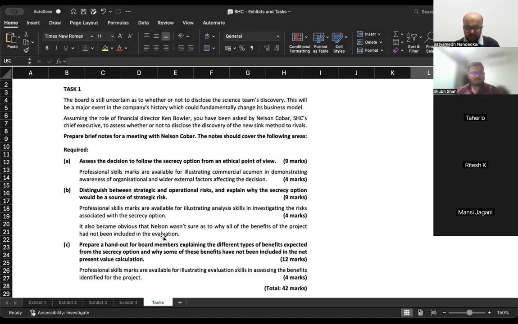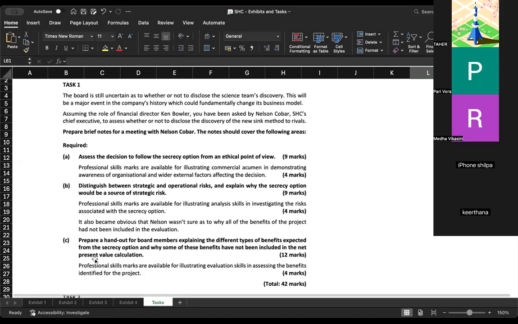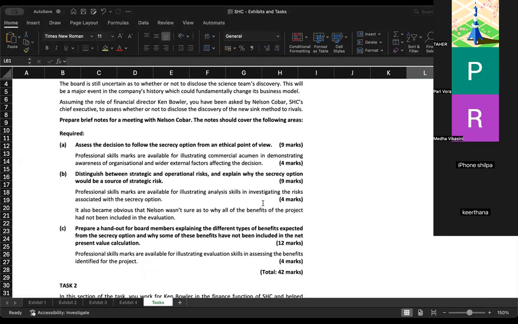Okay. Anything about professional skills? Which skill have they mentioned, which skill is going to be tested? Analysis. Okay. And Pari, can you read subtask C for us? Prepare a handout for board members explaining the different types of benefits expected from the secrecy option and why some of these benefits have not been included in the net present value calculations. Professional skill marks are available for illustrating evaluation skills in assessing the benefits identified for the project.